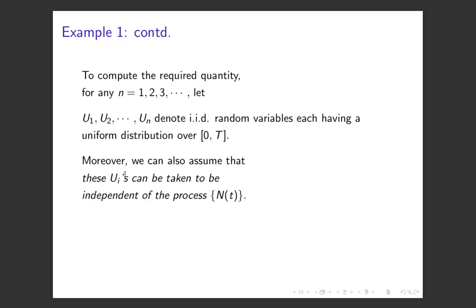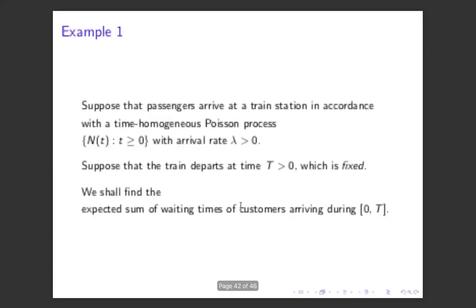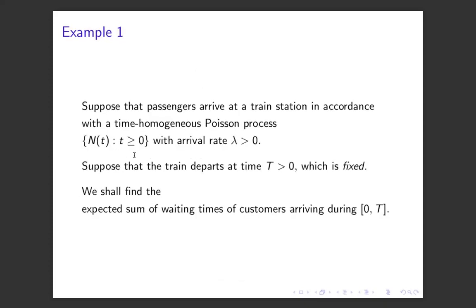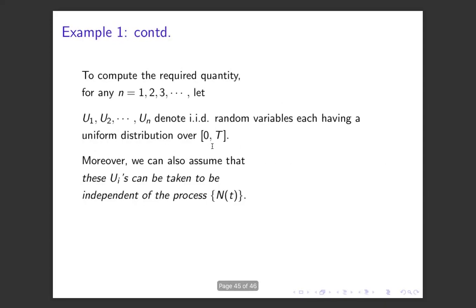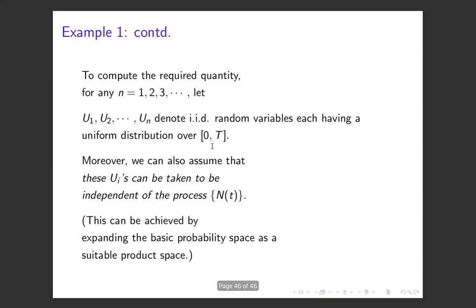So the Ui's, which are uniformly distributed, not only can they be taken to be independent of each other, but they can also be independent of the Poisson process N(T). The Ui's can be taken to be independent of this process. How can this be achieved? If one doesn't know measure theory, it may look somewhat mysterious. Those who don't know measure theory can take it on faith.